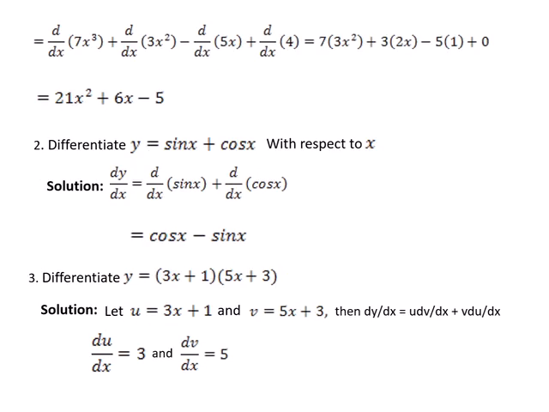We now separate it as d ds of 7s raised to the power 3, plus d ds of 3s raised to the power 2, minus d ds of 5s, plus d ds of 4. So you are differentiating it separately here.